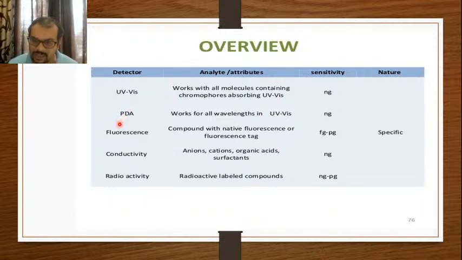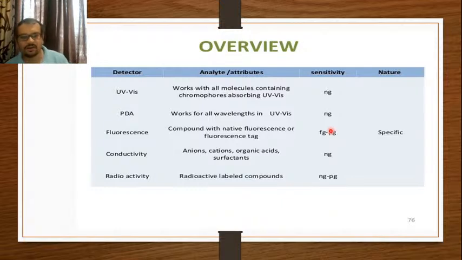Then, your PDA works for all the wavelengths in UV visible, in nanogram. That is the diode array technique that works for all the wavelengths in the nanogram range. Fluorescence is for a compound with a native fluorescence or a fluorescence tag, a compound which has fluorescence activity, at femtogram and picogram. So let me chart in the comment box what the nanogram is.